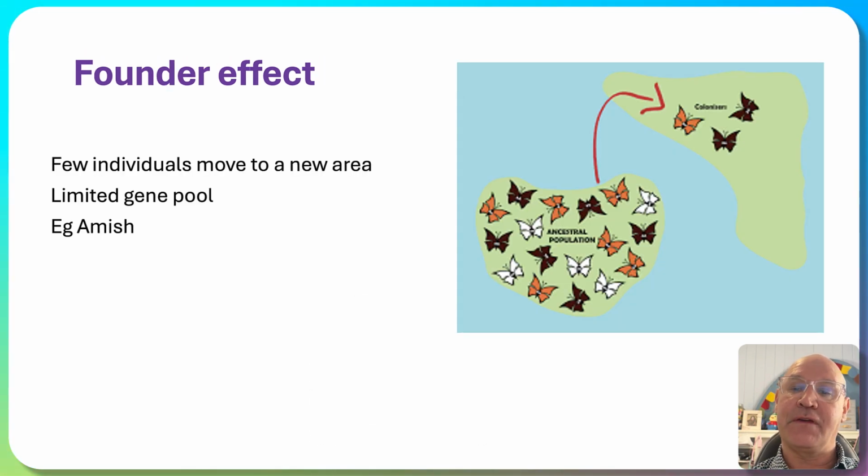Now, the founder effect is where we have a small number of organisms from a species moving to a new area and colonizing a new area. So they only take the alleles that they've got within those organisms to that new area, and they start to populate and colonize an area only with those alleles. So again, we've got a limited gene pool.